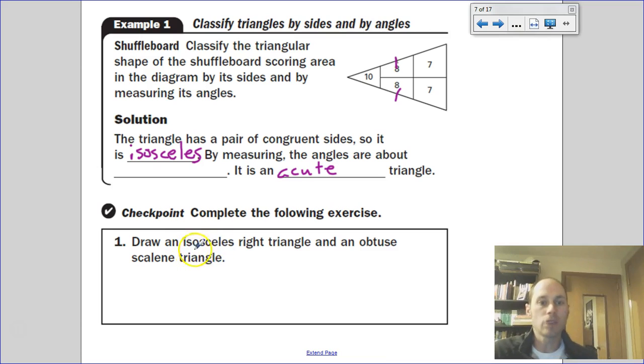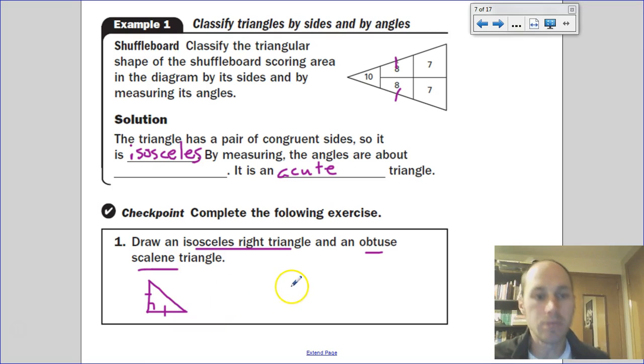Take the time to try to draw an isosceles right triangle, and then also draw an obtuse scalene triangle. I'm going to draw an example, and you can see if yours matches up. So the isosceles right means two sides are the same. I've got one right angle. Make sure I label my diagram correctly.